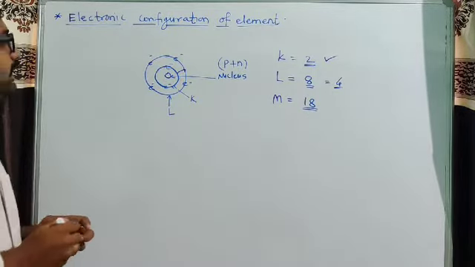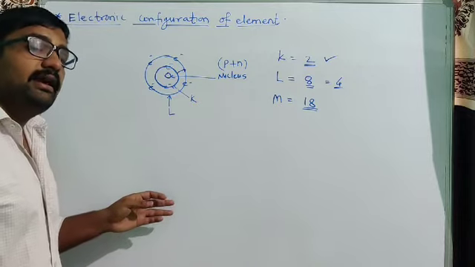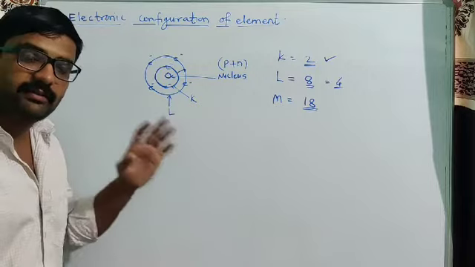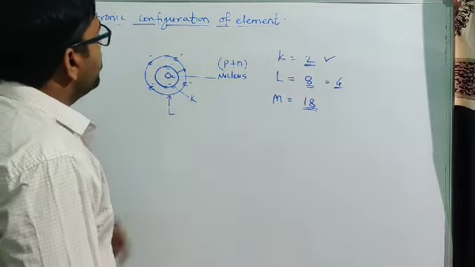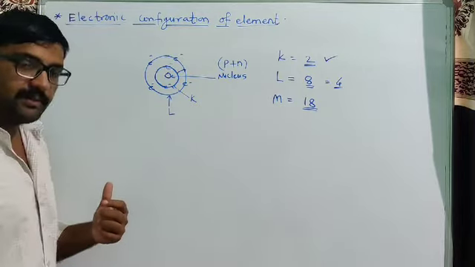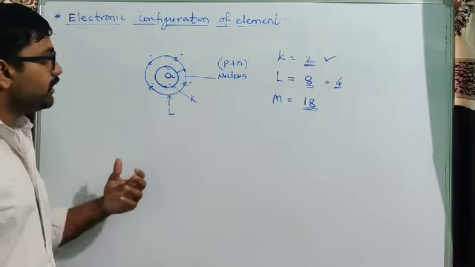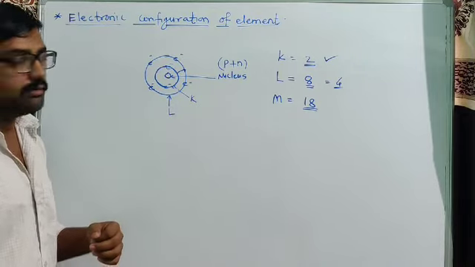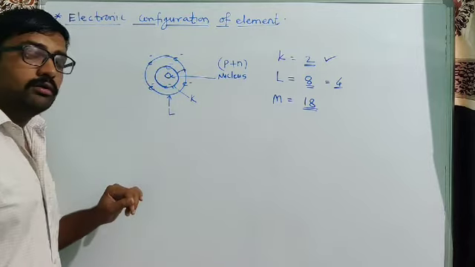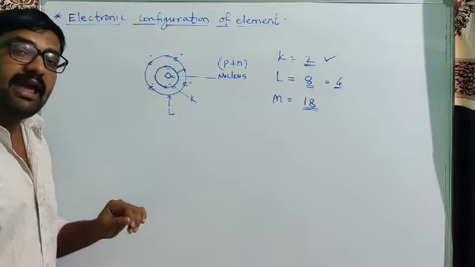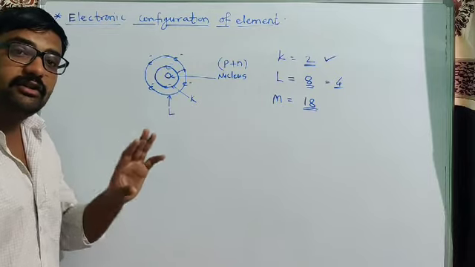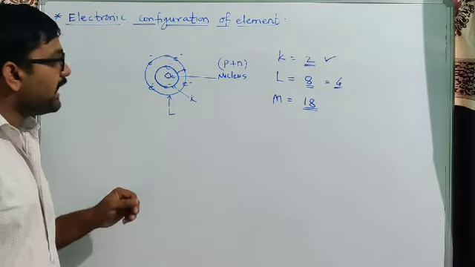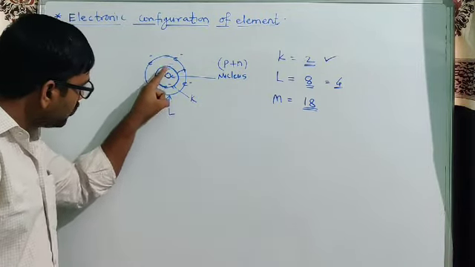In such a way, if we see any element, the distribution of electrons is systematic, and electronic configuration tells us that concept. The definition of electronic configuration tells us the distribution of electrons in an atom, systematically shell wise. So this is a distribution of electrons in an atom, and it is somewhat systematic.